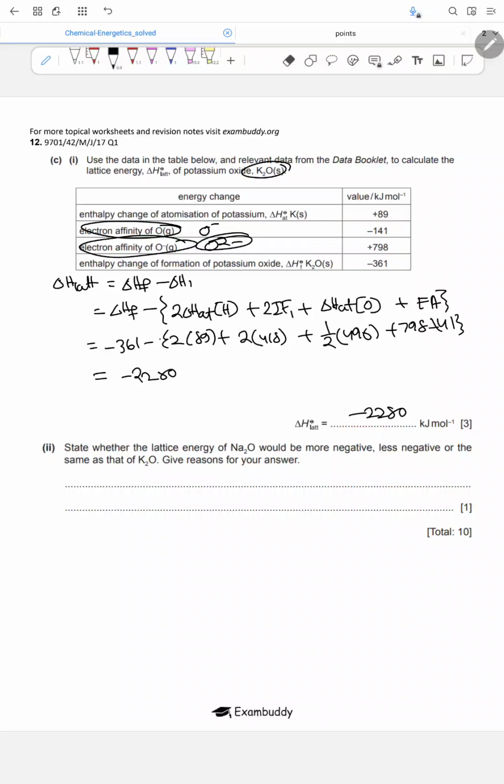Consider the lattice energy of Na₂O: would it be more negative, less negative, or the same as K₂O? Alright, so understand where sodium is in the periodic table. Let's go back to the periodic table. Sodium has a smaller ionic radius, so greater charge density. Hence lattice energy is more exothermic.